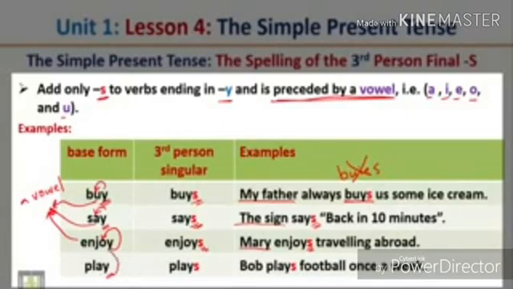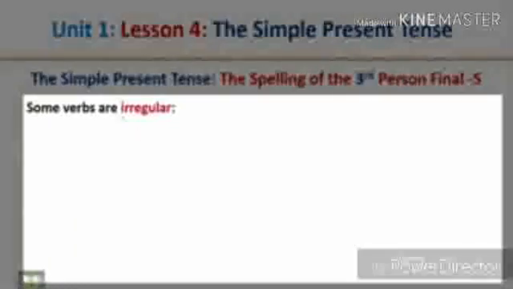Again another example: play. Before y there is a and a is again a vowel, so we only add s. Example: Bob plays football once a week. Here Bob is singular, so we need to add s. So guys, whenever there is y at the end of verbs and it is preceded by a vowel, we need to add just s. Some verbs are irregular.